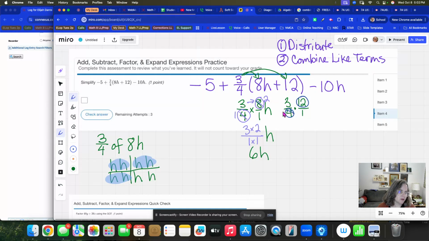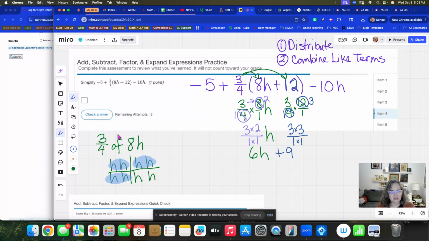4 divided by 4 is 1. 12 divided by 4 is 3. Use a calculator when you're doing that. If you think there's a number that goes into both of them, try it until you find it. Now we have 3 times 3 over 1 times 1. There's no h, right? Because it came from up here. It was just 12. So now I have 6h plus 9. 3 times 3 over 1 times 1 is just 9.